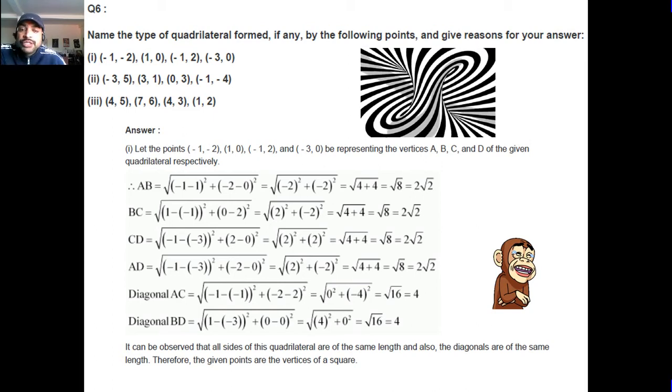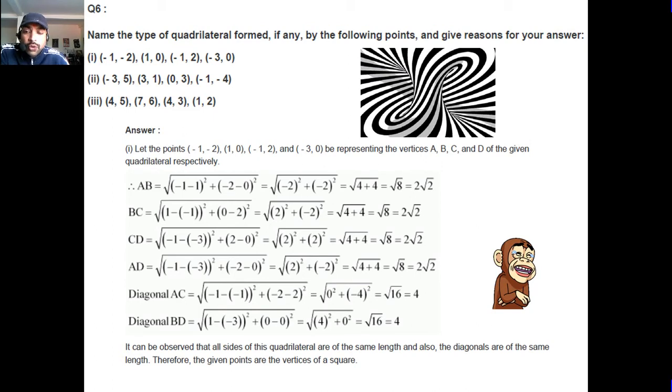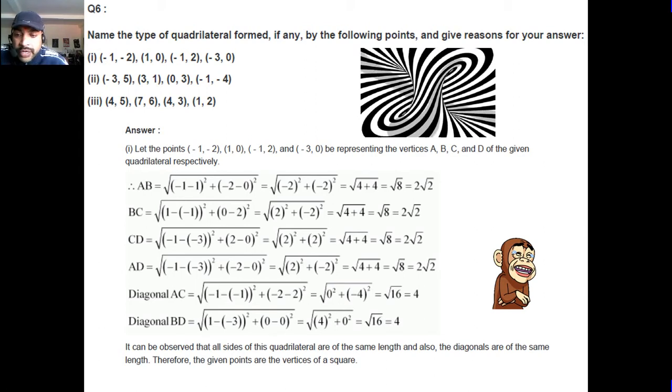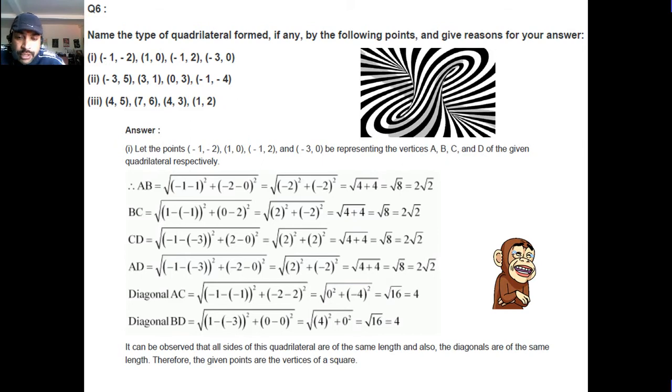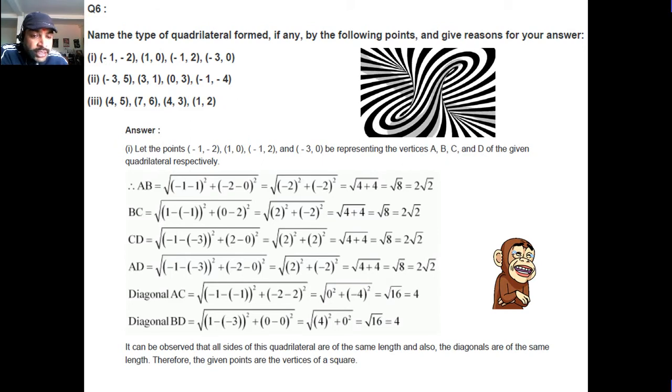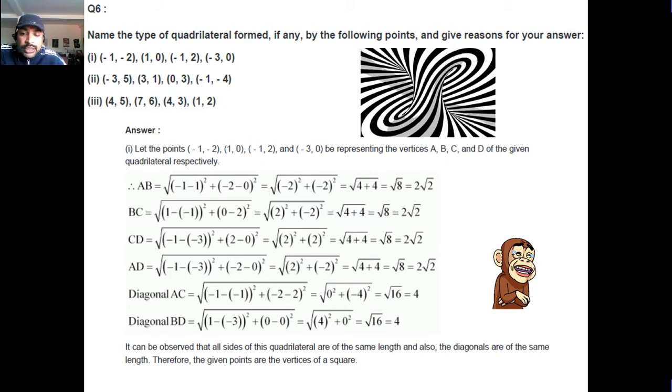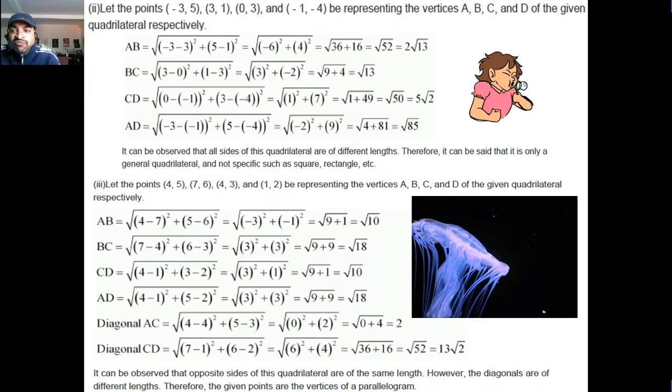Here AB is equal to 2 root 2, BC is equal to 2 root 2, CD is equal to 2 root 2, AD is equal to 2 root 2, diagonal AC is equal to 4, diagonal BD is equal to 4. It can be observed that all sides of the quadrilateral are the same length, and the diagonals are also the same length, therefore the given points are vertices of a square.